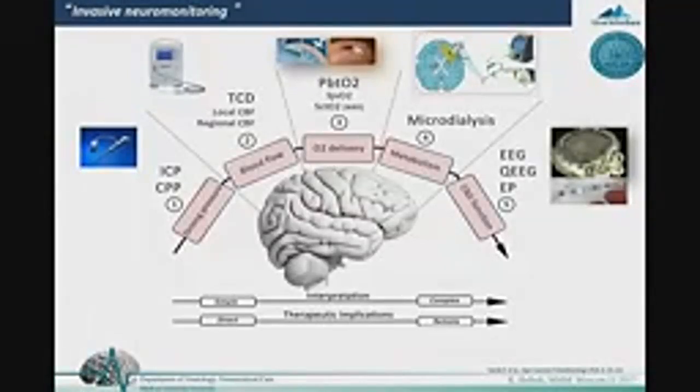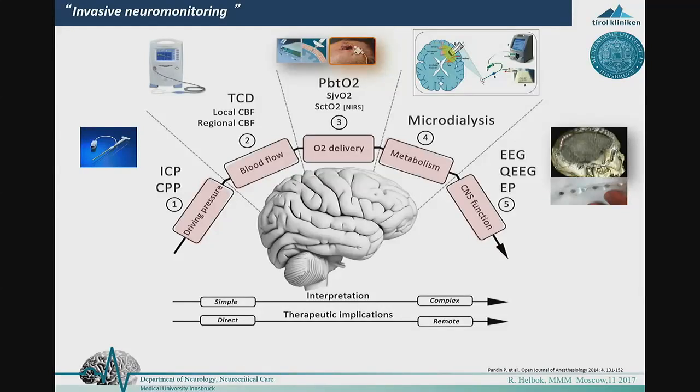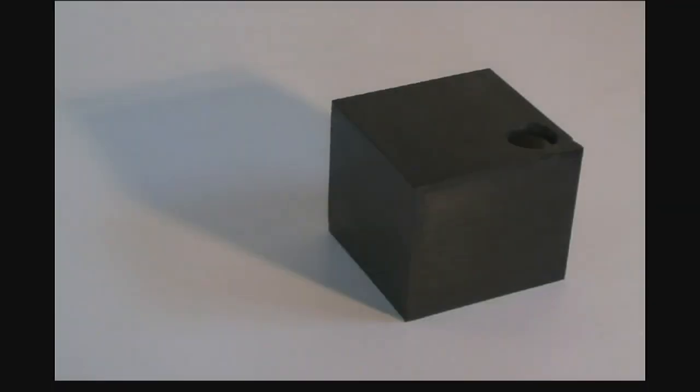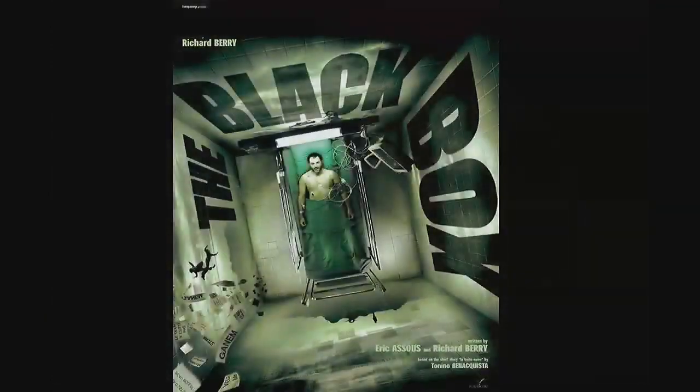we can measure CBF using thermodilution. We can measure the partial pressure of oxygen in brain tissue. We can measure brain metabolism using microdialysis. And we can go into the cortex of the brain and measure intracortical EEG. I'm going to show you at the end of the talk, which can give us really amazing insights about things that go on in the injured brain that we never knew about. And so with this technology, we go inside the black box of the comatose human brain.